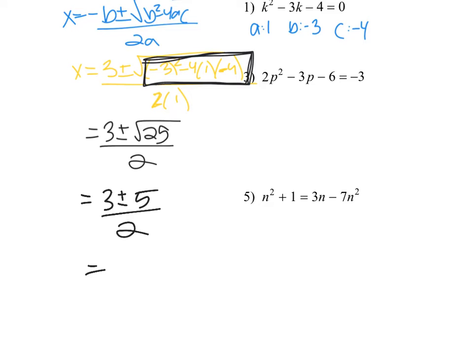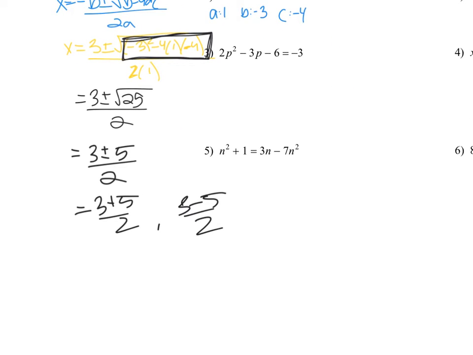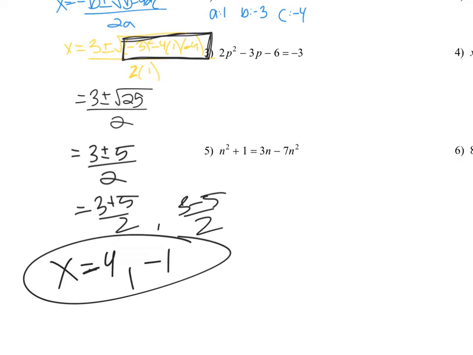And then we're going to break this up. So I'm going to do 3 plus 5 over 2 and 3 minus 5 over 2. So 3 plus 5 is 8. 8 over 2 is 4. This is x equals 4. And then 3 minus 5 is negative 2. Negative 2 over 2 is just negative 1. So those are our answers for number 1. Because they're rational, because they're integers, I should say, we could have factored this. However, I want us to use the quadratic formula.